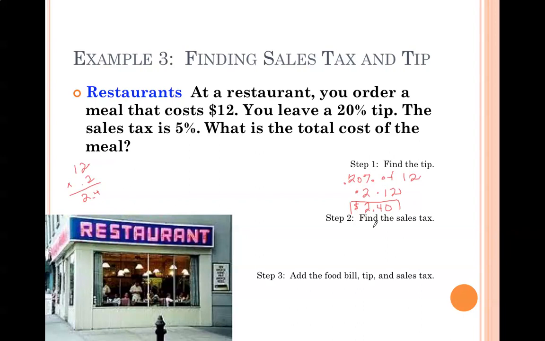Step 2 says find the sales tax. So our sales tax is 5% of our meal ticket, which was $12. So times or of 12. Have to change my percent to a decimal, so I move it 2 places. So it's going to be 0.05 times 12. I'm going to come over to the side and do my scratch work.